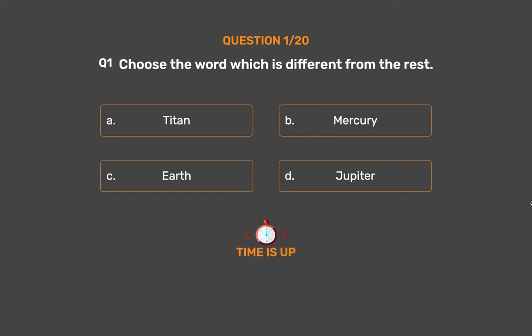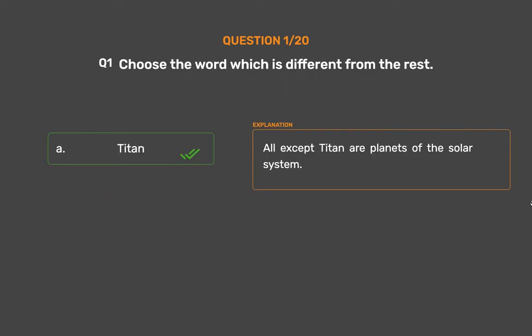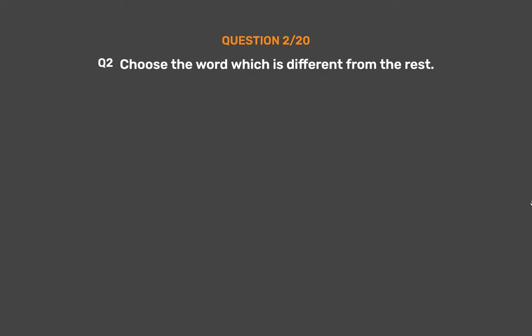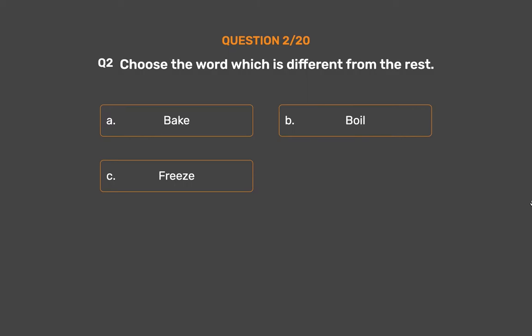The correct answer is Option A. Titan. All except Titan are planets of the solar system. Question number 2. Choose the word which is different from the rest. Option A. Bake. Option B. Boil. Option C. Freeze. Option D. Simmer.